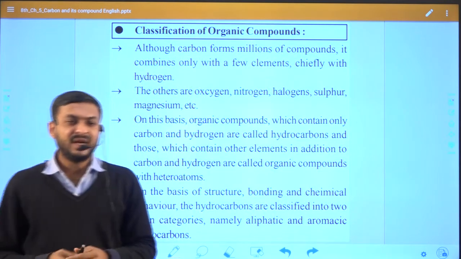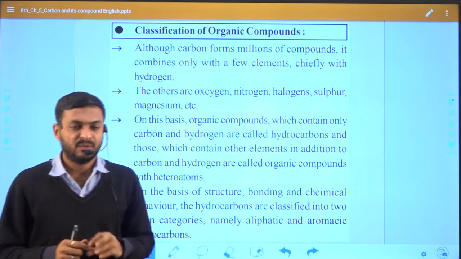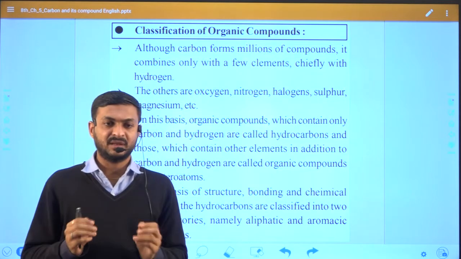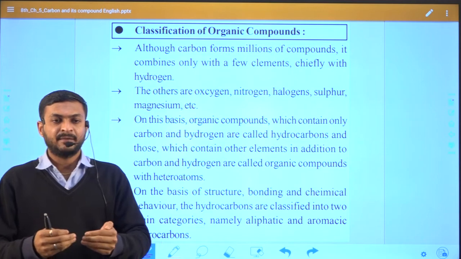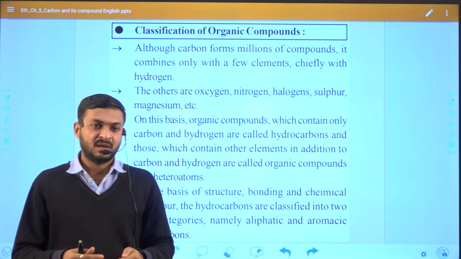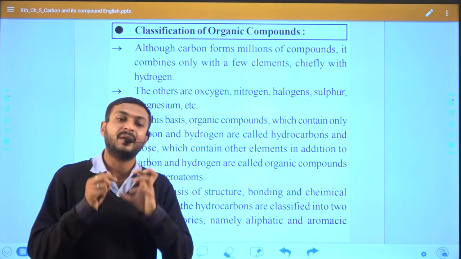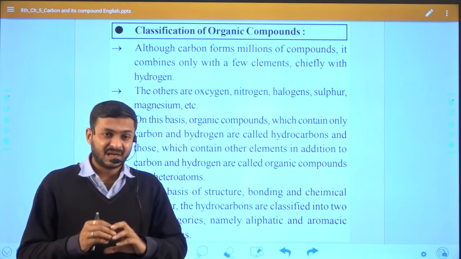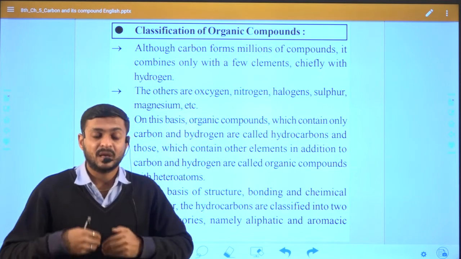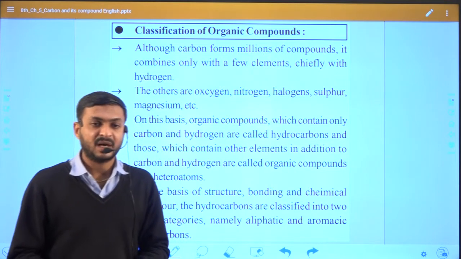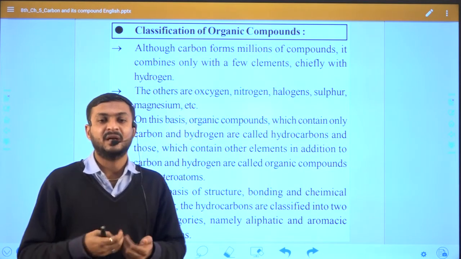Now, up to now we have discussed three allotropes of carbon, that is diamond, fullerene and graphite. But these are made only from carbon atoms. Generally, carbon-containing compounds also form when carbon is combined with other atoms.